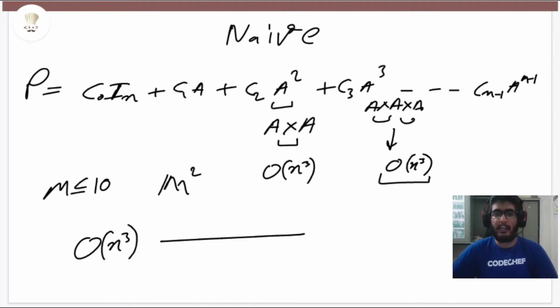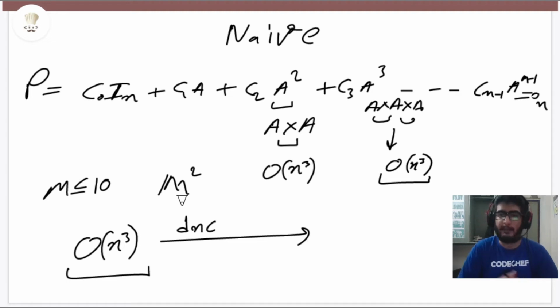Even if you're trying to optimize this approach by evaluating P and checking whether it is equal to 0n or not, if you're trying to optimize this approach by optimizing the matrix multiplication time by using some advanced algorithms like divide and conquer, or there is much research going on in matrix multiplication right now as well.